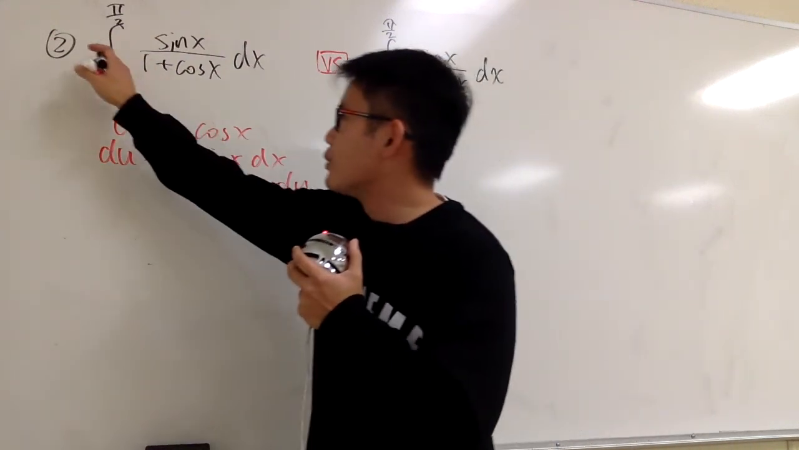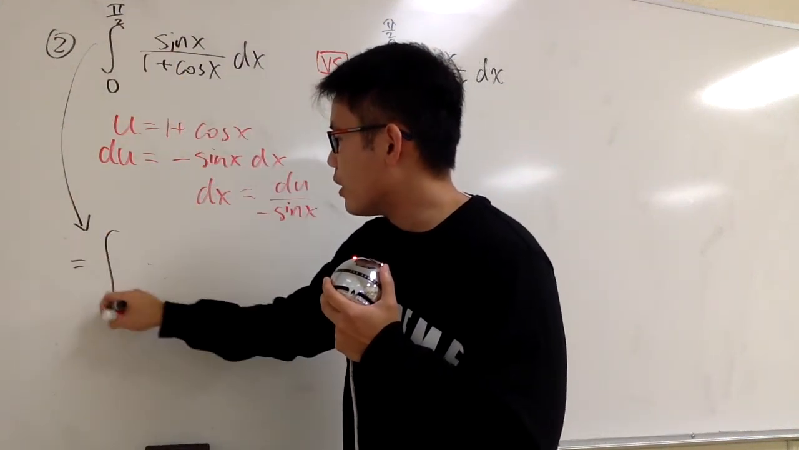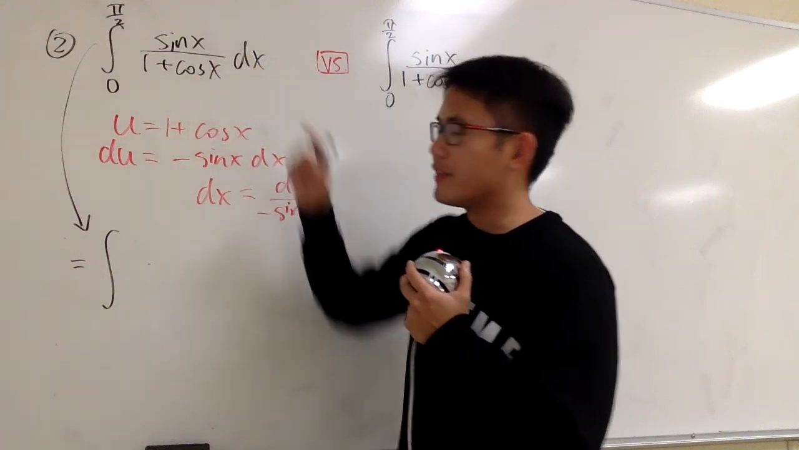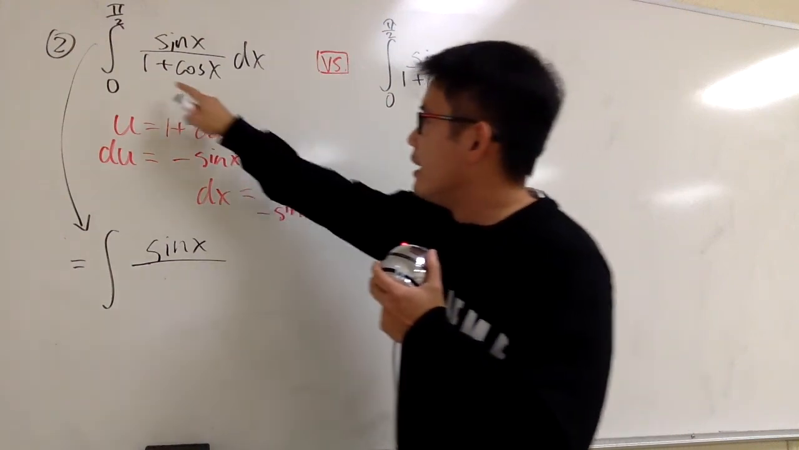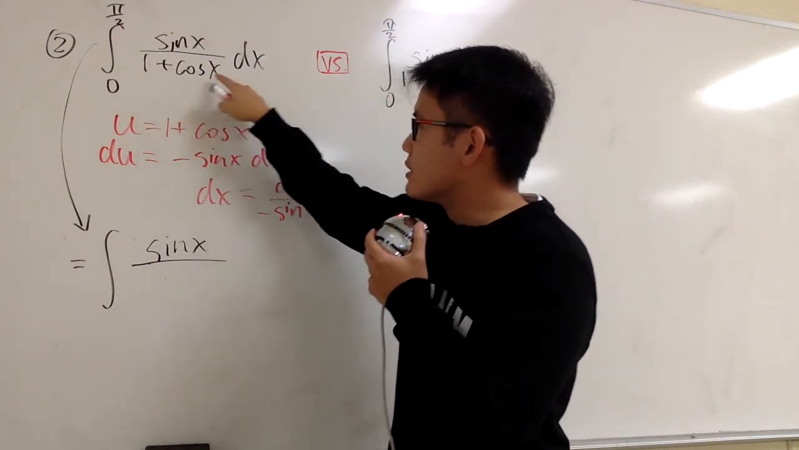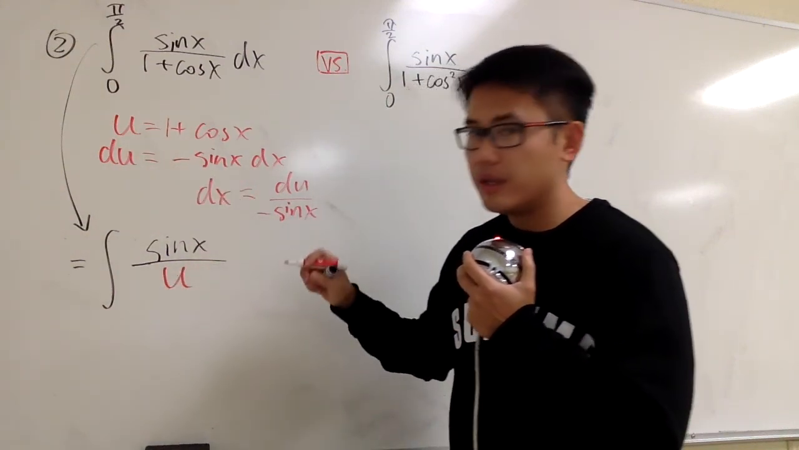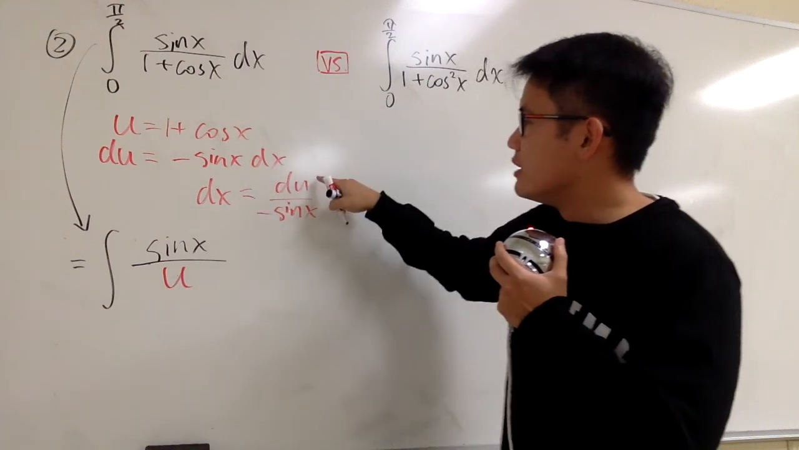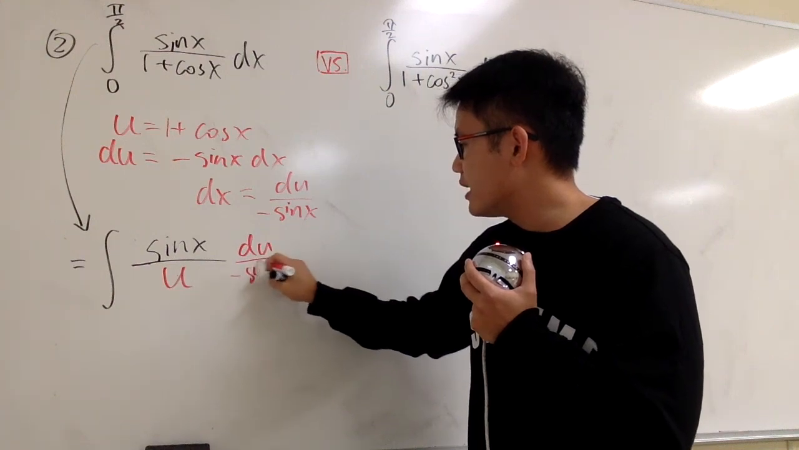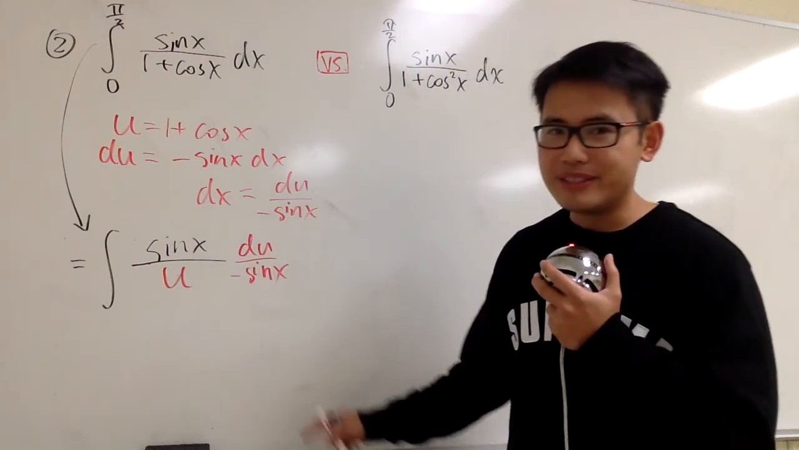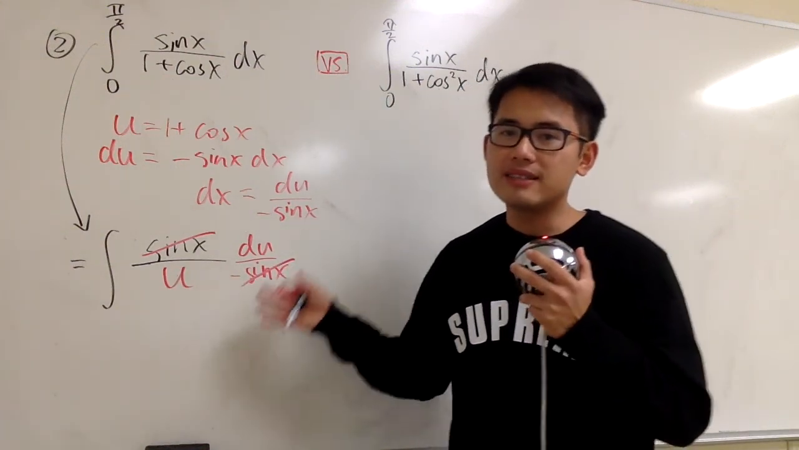And now we can take this integral into the u world completely. Let's see. We have the integral, and then on the top we have the sine x. Let's just write that down. And then let's worry about the function part first, okay? The whole denominator, 1 plus cosine x, is what we set it to be the u. So the whole denominator is the u. And then for the dx is the du over negative sine x. So let's put that down right here. Du over negative sine x. And you see, cancel, cancel, right? So that's very nice. I don't have x anymore.